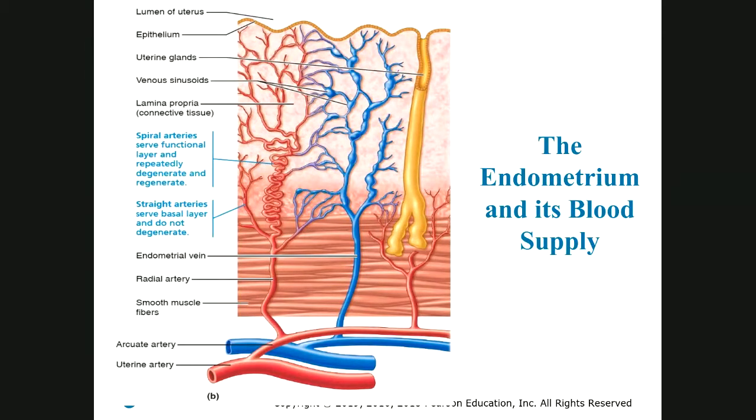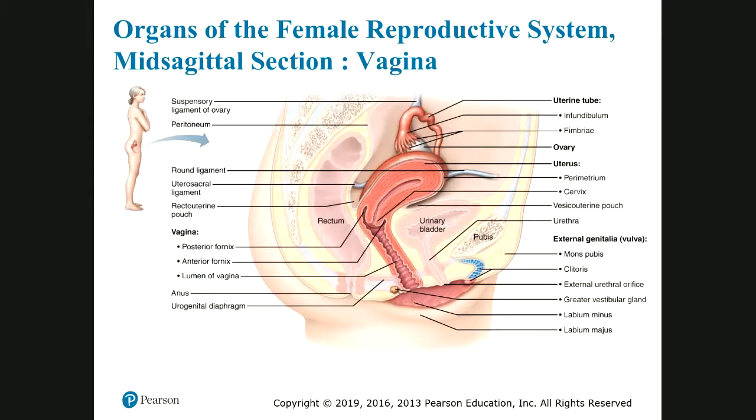Now we move into the other organ system. This is a mid-sagittal section, and we are going to talk about the vagina. The vagina is a thin-walled tube, right? Three to four inches, 8 to 10 centimeters long. It functions as a birth canal, passageway for menstrual flow, and organ for copulation. It extends between the bladder and the rectum, from the cervix to the exterior.